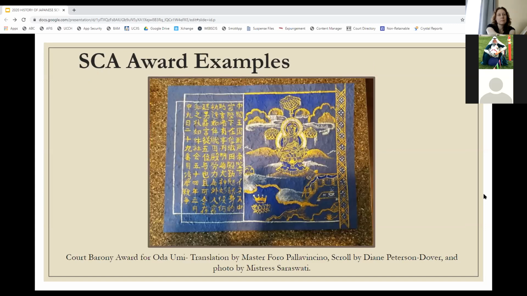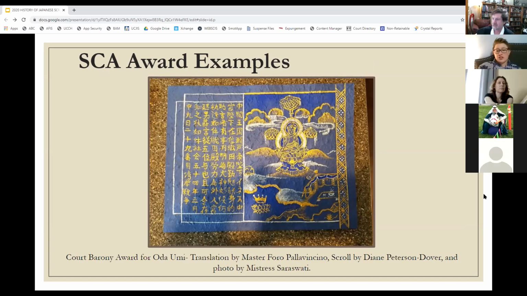This is the Court Barony Award for Odo Ume. This is the translation, not the scroll, by Master Foro Pallavicino. The scroll is by Diane Peterson Dover, and the photo is by Mr. Saraswati. So this is very nice. I really like that she did a crown in the corner above the lotus, or the coronet, excuse me, to signify that she had her court barony given to her. It's very pretty.